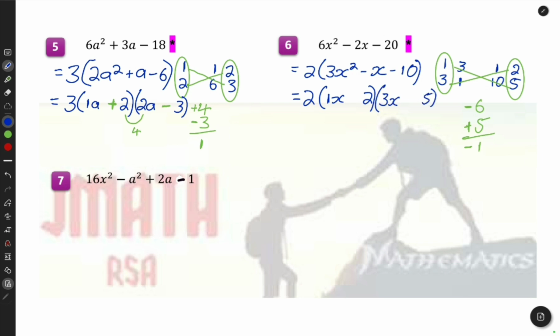So now I need to figure out the signs. I want a negative 6, so that couple gives me the 6, but I want that to be minus, so the minus goes there. Therefore, the plus needs to go there. That would be the final answer.